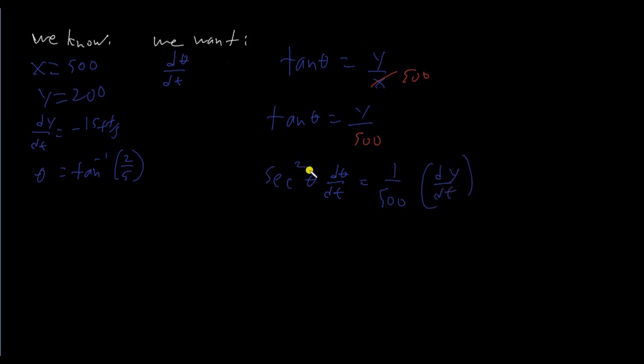Okay, and again, we know dy/dt, and we know secant squared of theta because we know theta, so we can just solve this equation for d theta/dt. So d theta/dt is going to be 1 over 500 dy/dt times 1 over secant squared theta, which is negative 15 over 500, because I just replaced dy/dt with negative 15, times, and then secant is 1 over cosine, so 1 over secant is just cosine. So 1 over secant squared is going to be cosine squared of theta.